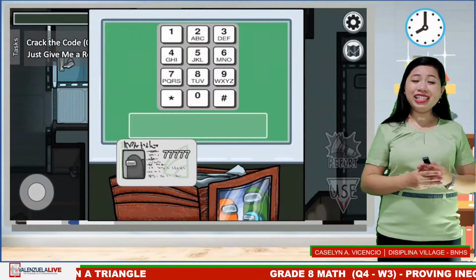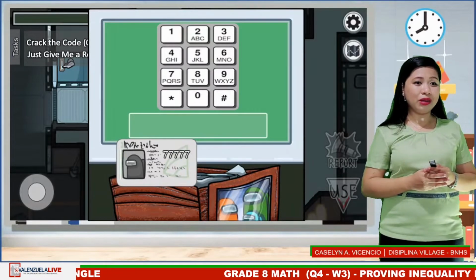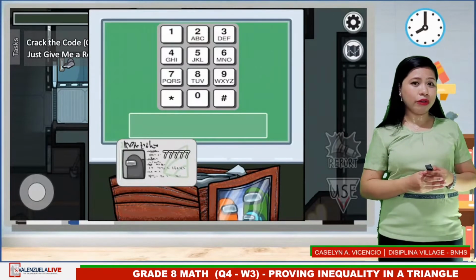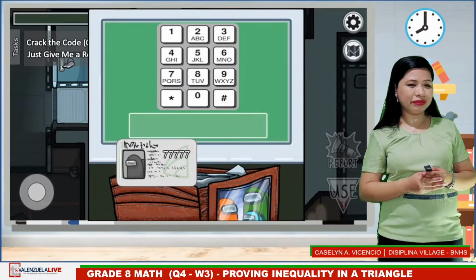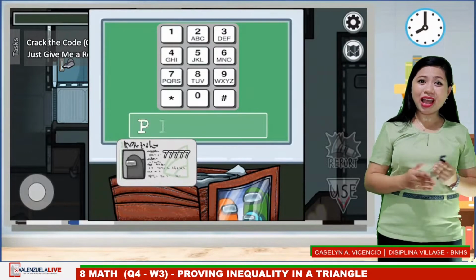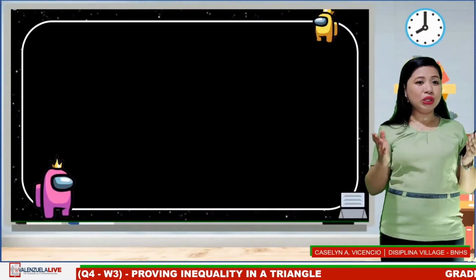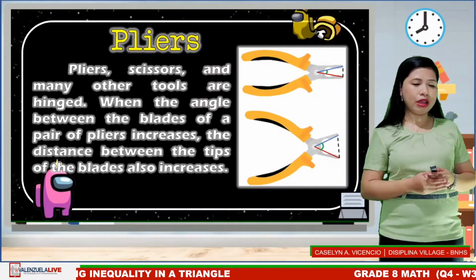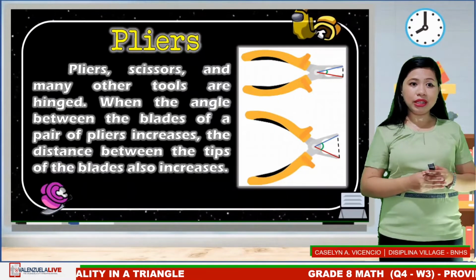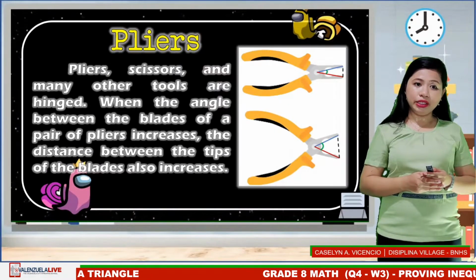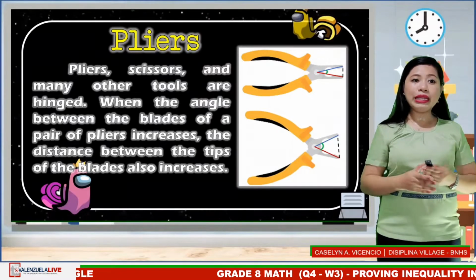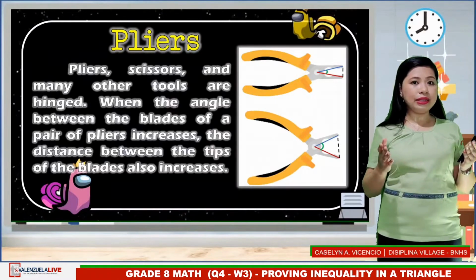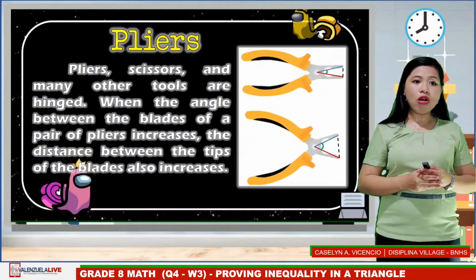Great! It seems that you still remember the theorems about triangle inequalities. So, what is the code in our first task? Very good! It is pliers. Do you know that pliers are one of the applications of the hinge theorem? Pliers, scissors, and many other tools are hinged because when the angle between the blades of a pair of pliers increases, the distance between the tips of the blades also increases.